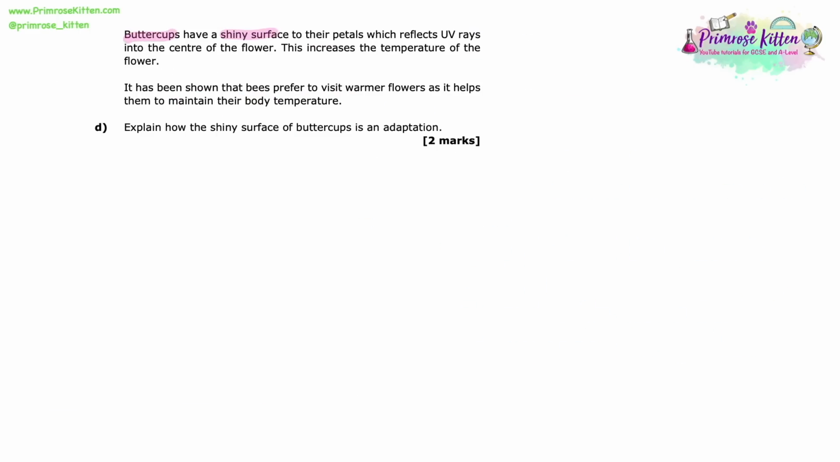Buttercups have a shiny surface to their petals which reflects UV rays into the centre of the flower. This increases the temperature of the flower. It has been shown that bees prefer to visit warmer flowers as it helps them to maintain their body temperature. Explain how the shiny surface of buttercups is an adaptation.